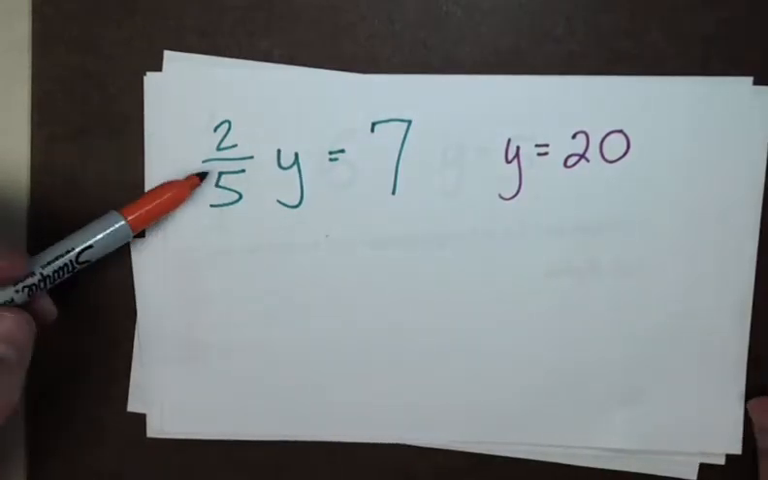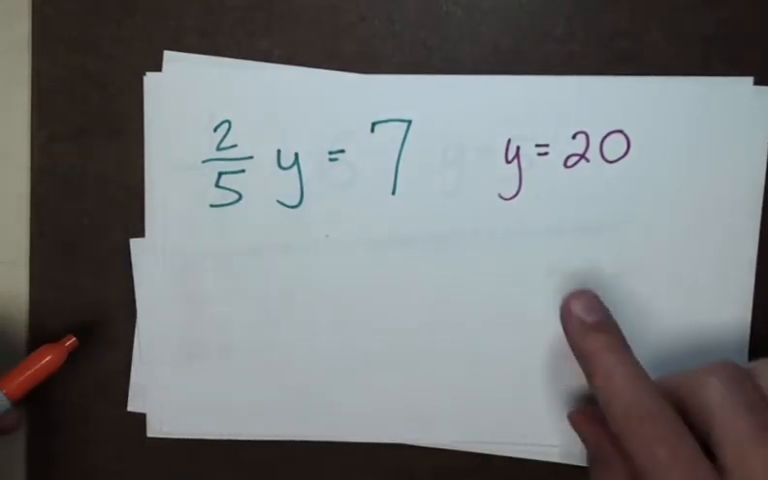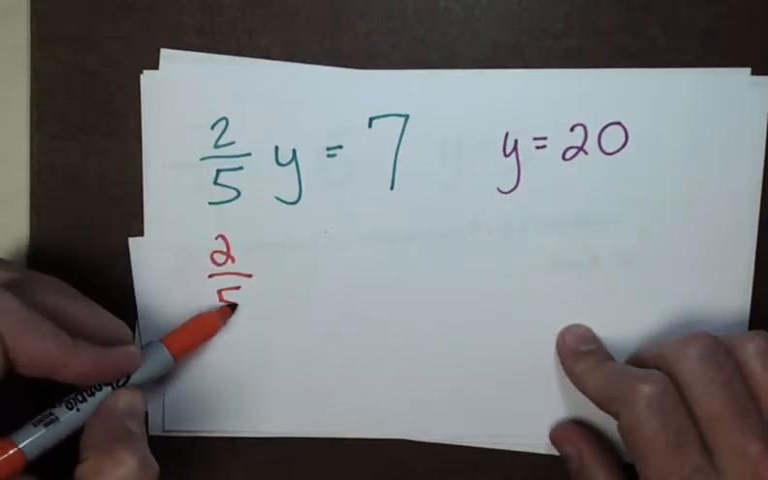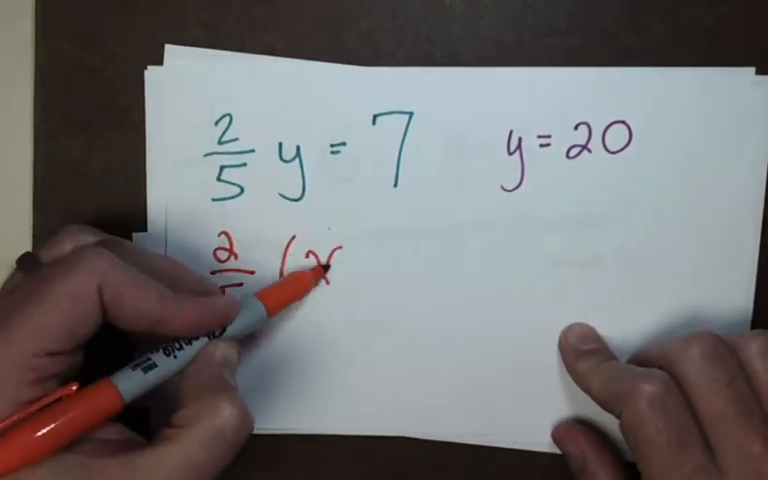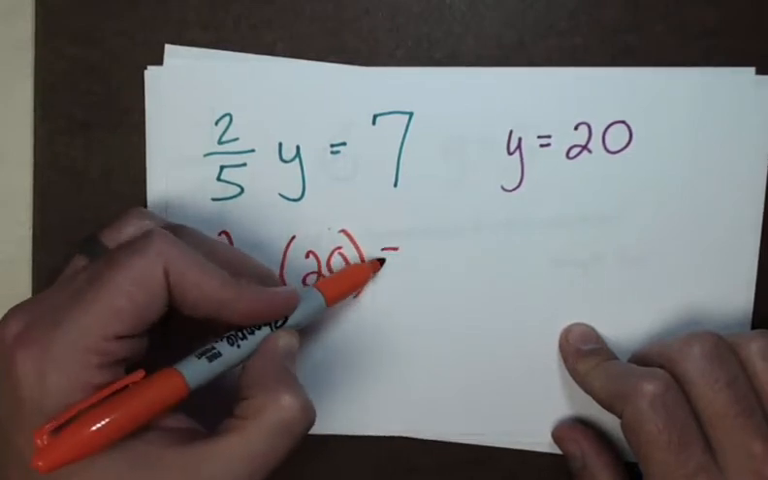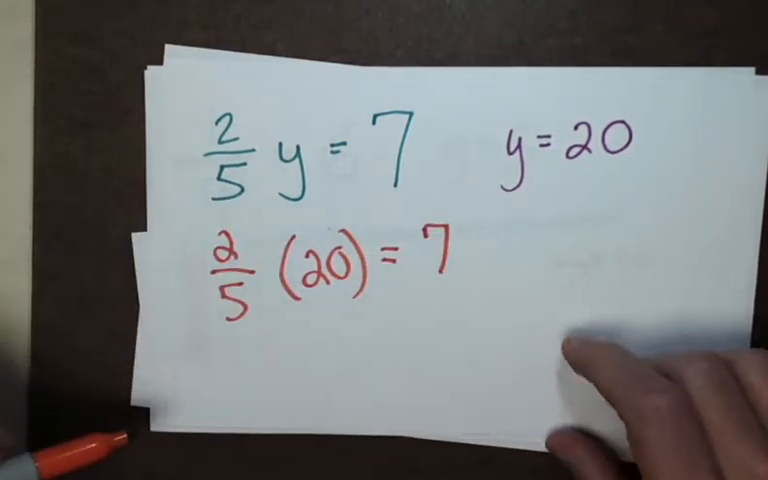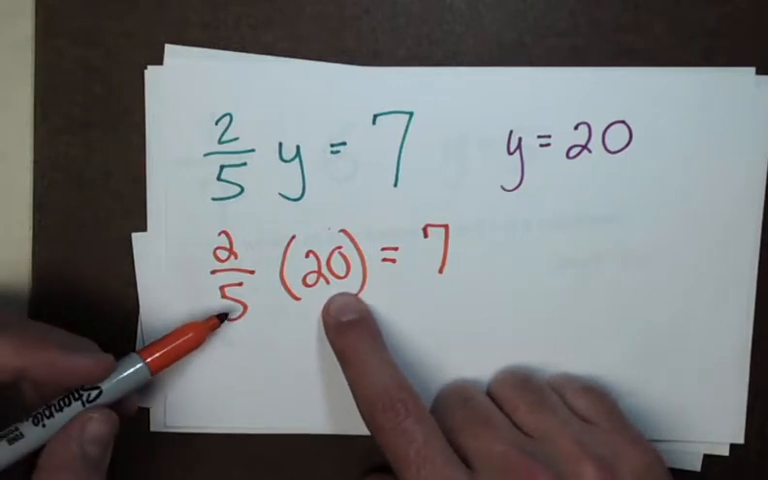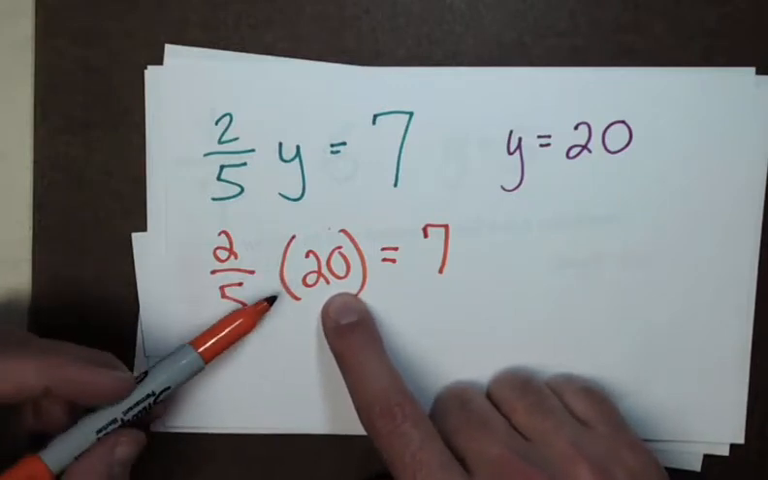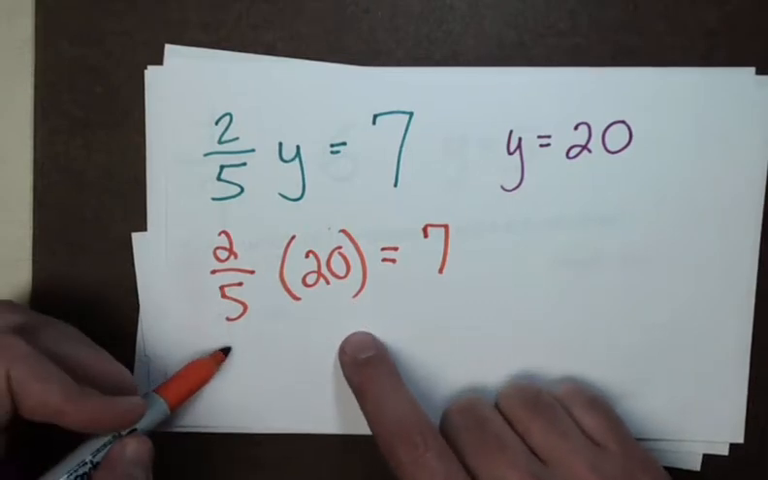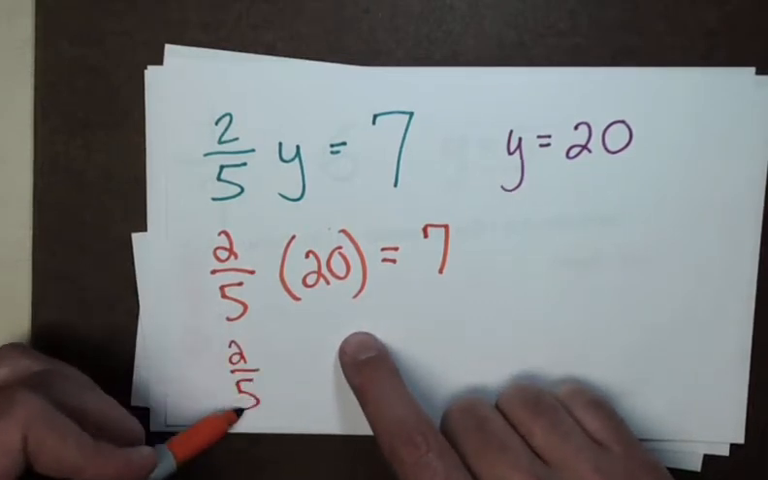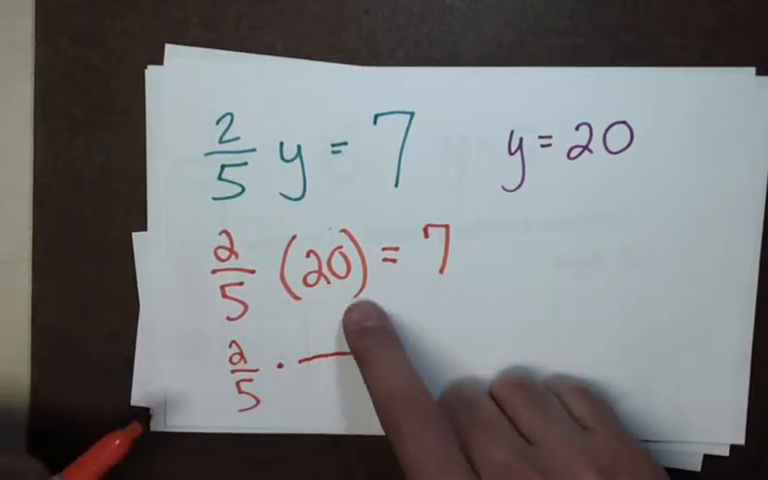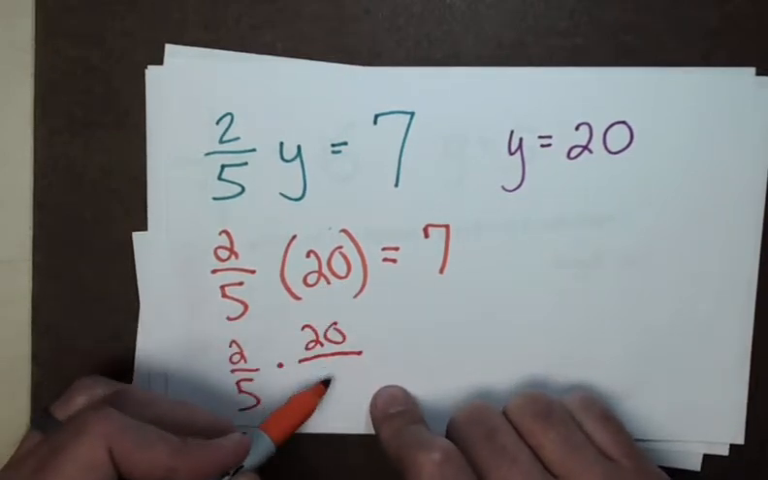Alright, 2/5 times y equals 7. Let's see if y equals 20 is a solution here. Now remember, when we multiply with fractions, we have to turn all whole numbers and all mixed numbers into improper fractions. That's a really simple step. So 20 is just going to be the whole number over 1.